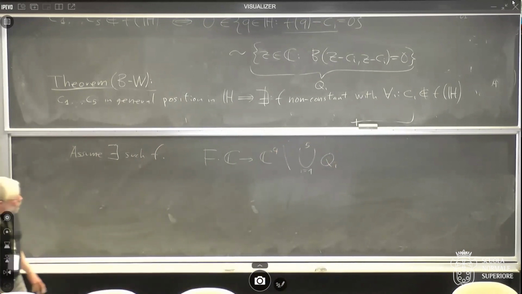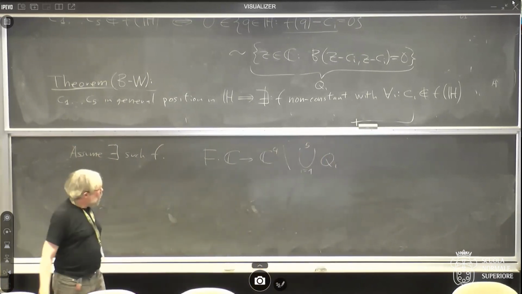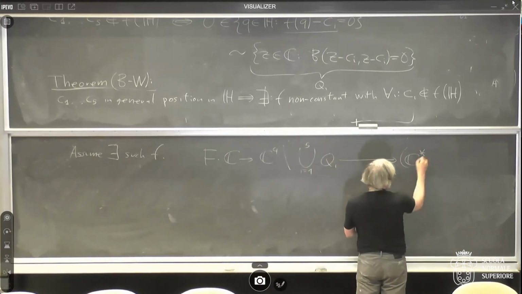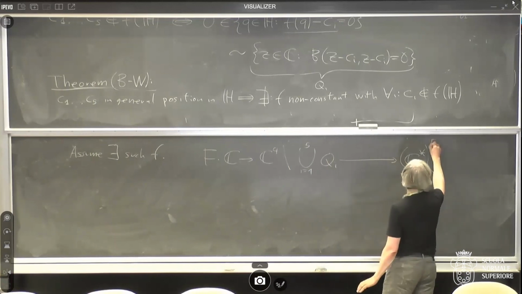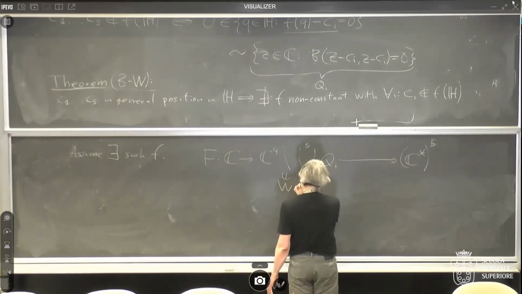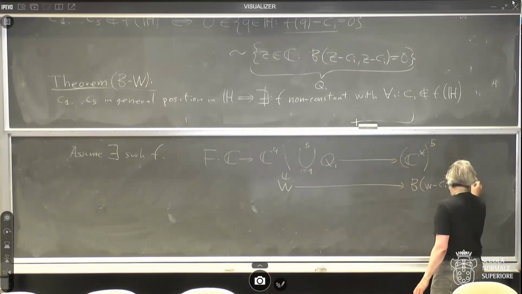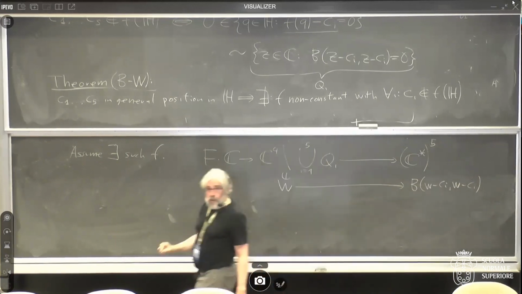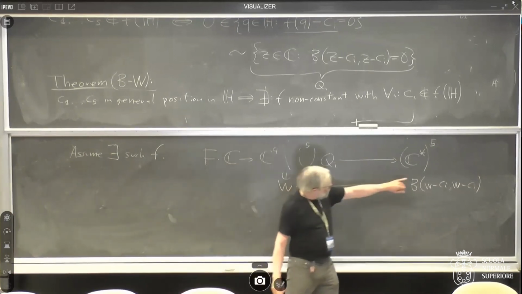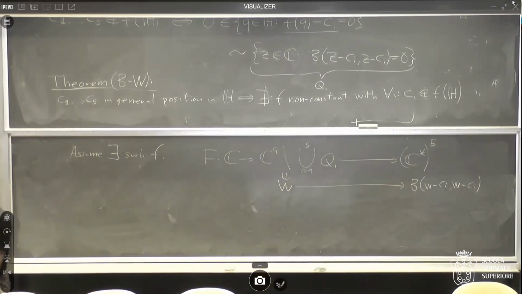And each of these quadrics is defined by one function, this modified bilinear form. So in fact, we can now define a map to C star to the power 5, where each element is mapped onto B(V - Ci, W - Ci). So we can translate the fact that we avoid 5 quadrics into the fact that if we compose it with these functions, we get a map to C star to the power 5.